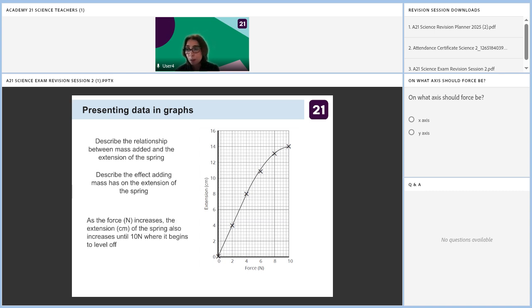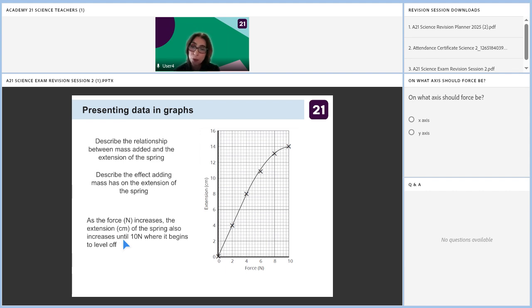So looking at that, we could say that as the force in newtons increases, so the extension of the spring also increases, okay? So simply here, what we're saying is how this increasing affects this. So it's how the force increasing is affecting the extension. So you don't have to make up words here, just look at the axes that you've got and use that to help you to build your sentence. So you can say, as the force in newtons increases, so the extension in centimeters of the spring also increases.